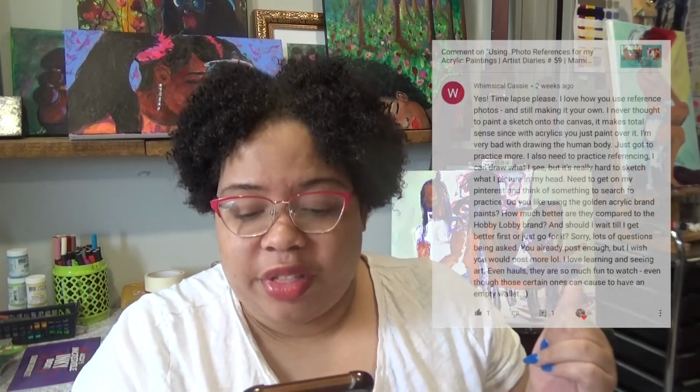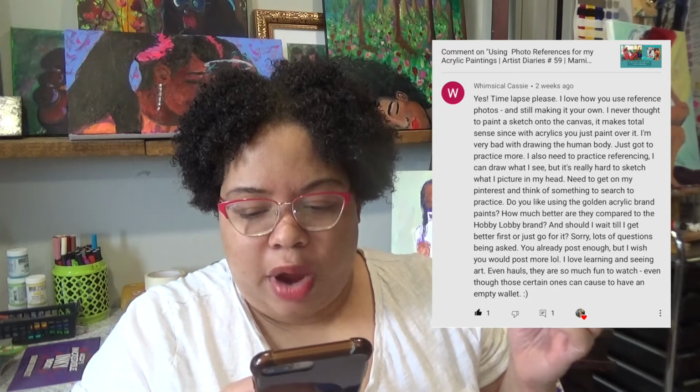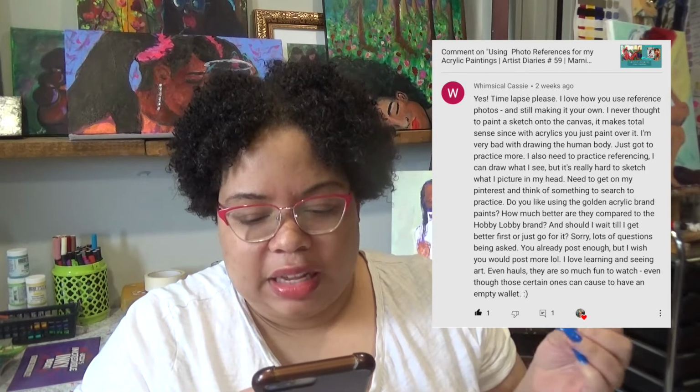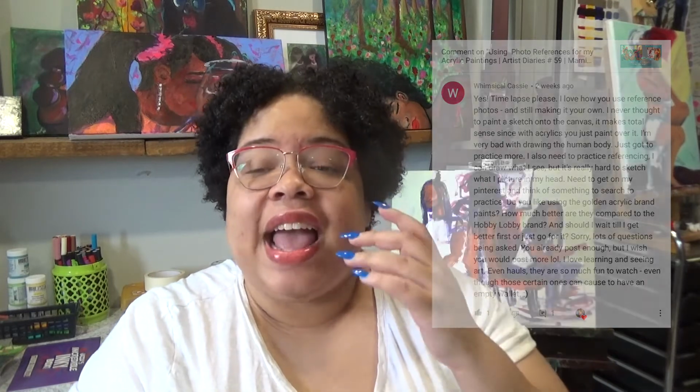So continuing on with the comment, you said, I also need to practice referencing. I can draw what I see, but it's really hard to sketch what I picture in my head. And here's why I sketch on canvas, for that specific reason. Drawing from your mind can be so difficult because it's really a vision of what you have, and there are no structured points in the thought process of, oh, I would love to paint this.